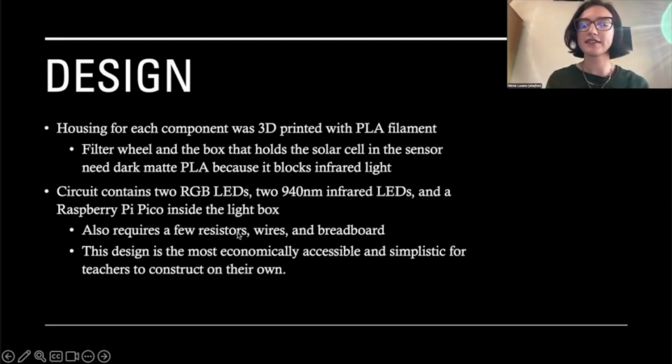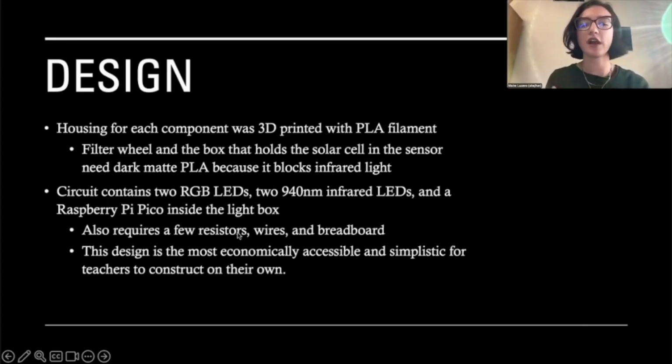The circuit inside the light box contains two RGB LEDs, two 940 nanometer infrared LEDs, a Raspberry Pi Pico, a few resistors, and a breadboard. The Raspberry Pi Pico contains a Python script that modulates the LEDs to specific frequencies of music which correlate to their wavelength and section of the electromagnetic spectrum.